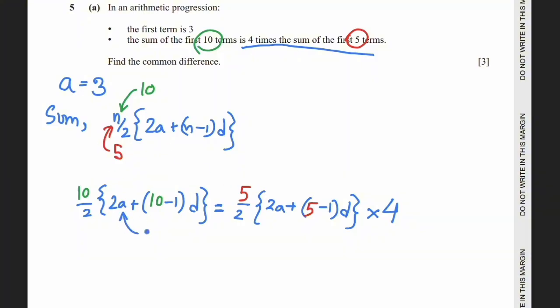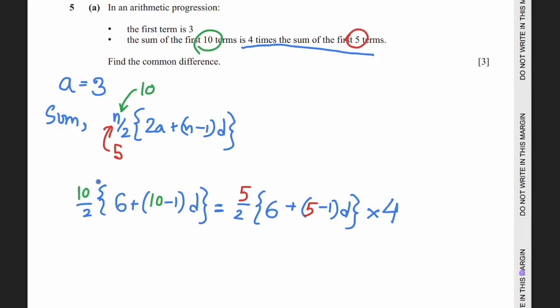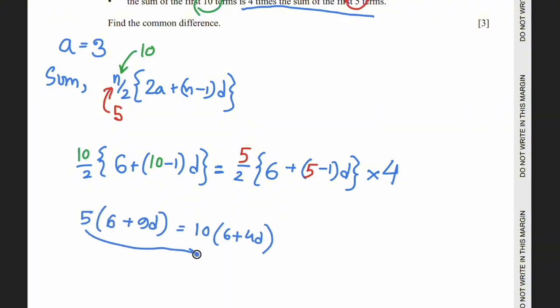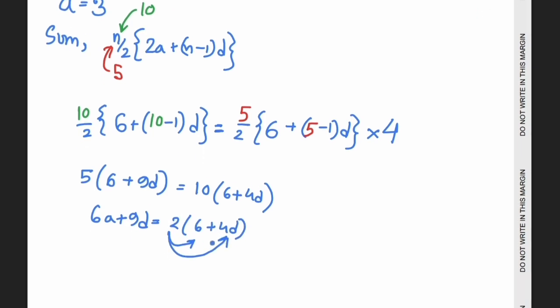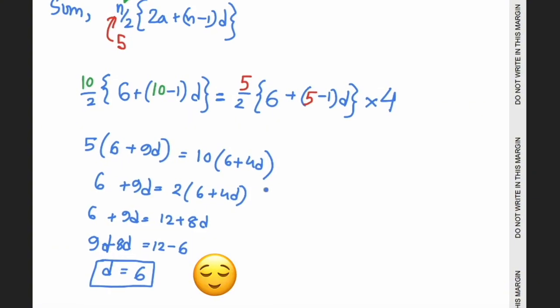Now, let's put in the value of a, which is just 3, so we can directly say that 2a is basically 2 times 3, that is 6. So let's simplify it further. We bring 5 down over here, so that is just going to cancel out to 2. We distribute the 2 on the 2 terms. There we go, d is equal to 6. That is our final answer.